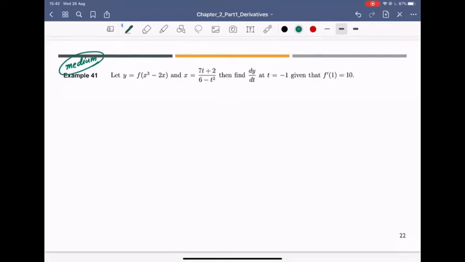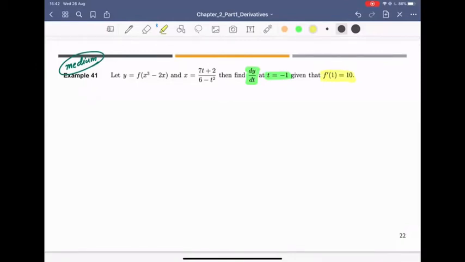Ready? So we have the function y equal to f of x cubed minus 2x, and then x equal to 7t plus 2 over 6 minus t squared. I want you to find dy by dt, where t is equal to -1. And then I also have the condition that f prime 1 equals 10.